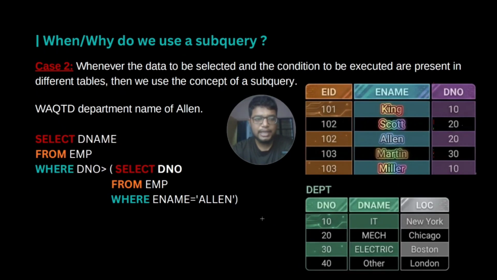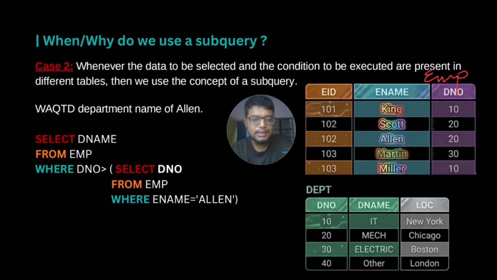Now this is my case 2. We already saw that in case of unknowns we use subquery, but here it is written that whenever the data to be selected and the condition to be executed are present in different tables, then we use the concept of subquery. Just think, I have this employee table along with this department table. I have to find some data, but it is interlinked. In that particular case, we use subquery.